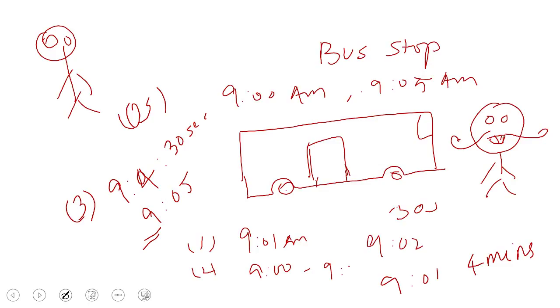But in case 2, Rama waited for 4 minutes even though the bus was there, and the bus will also leave the bus stop, so he has to wait until the next time the bus comes to the bus stop. So let's keep this analogy in mind.